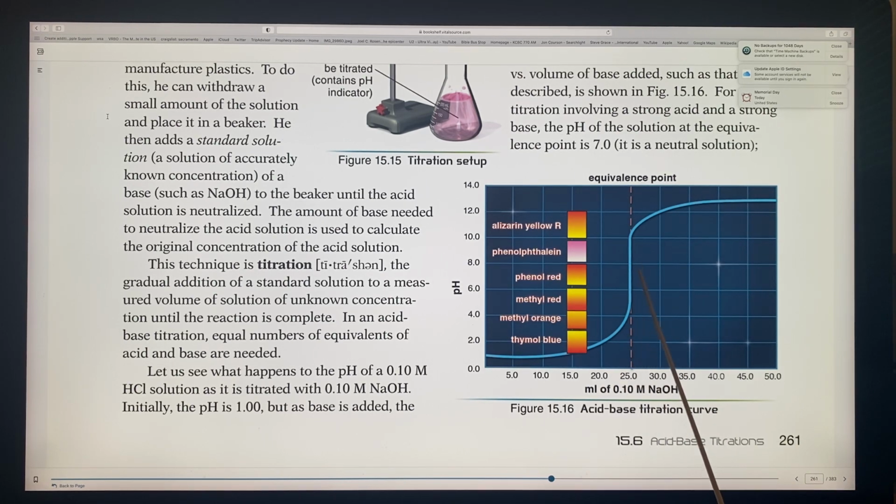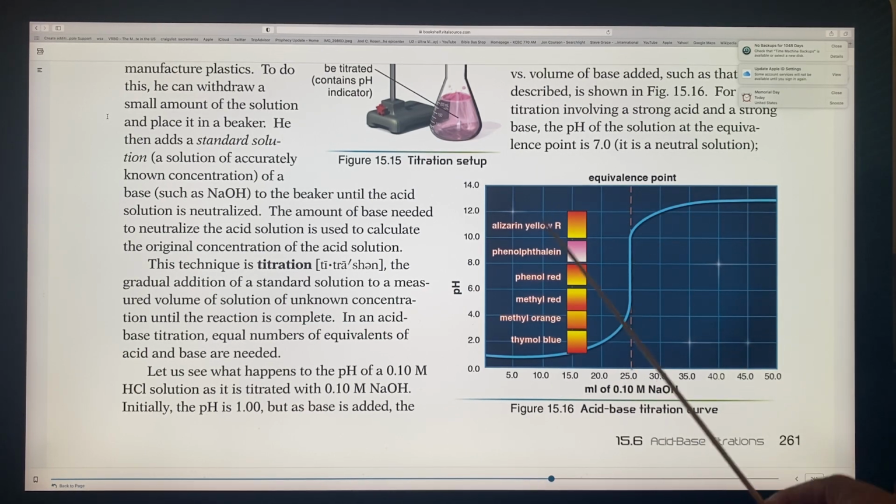It jumps up to a higher base level. So it doesn't just go up normally. It goes up to this equivalence point, where the pH increases drastically, working on the acid here, and then it levels out again. So that's the acid-base titration.